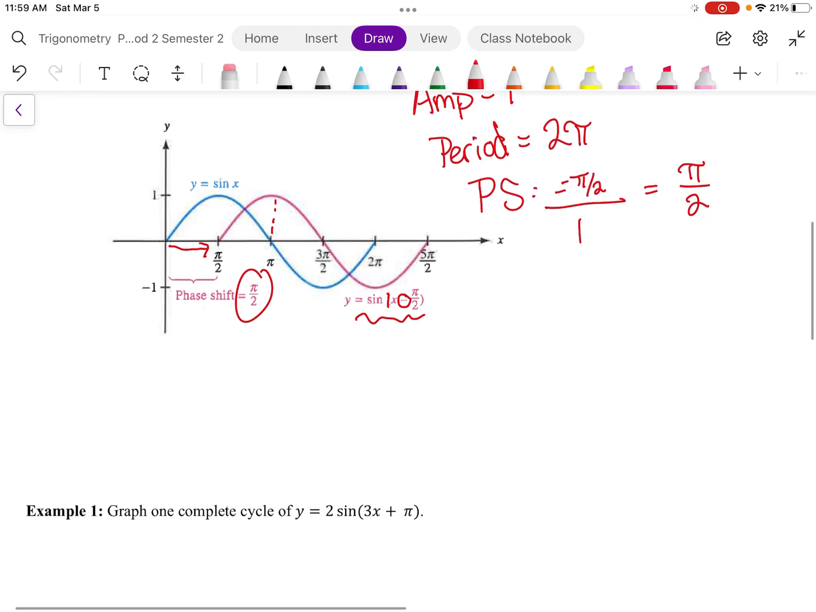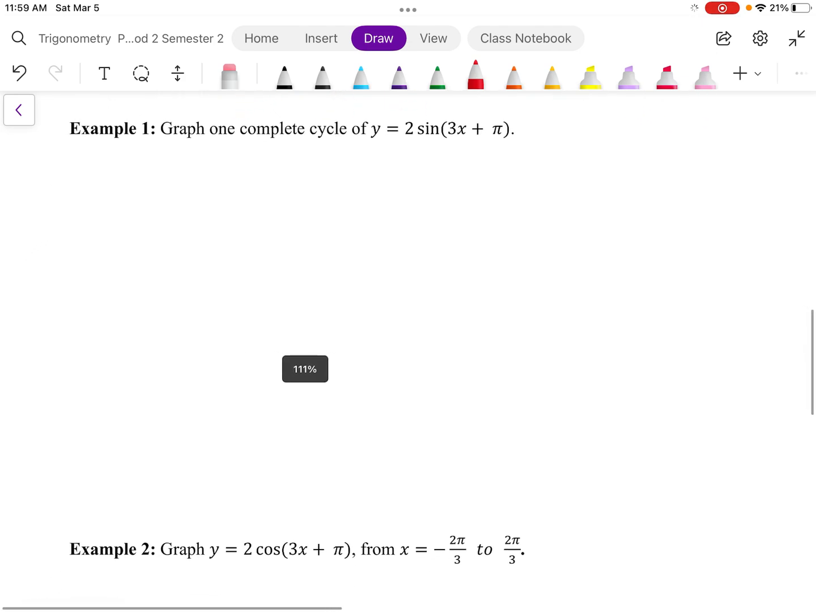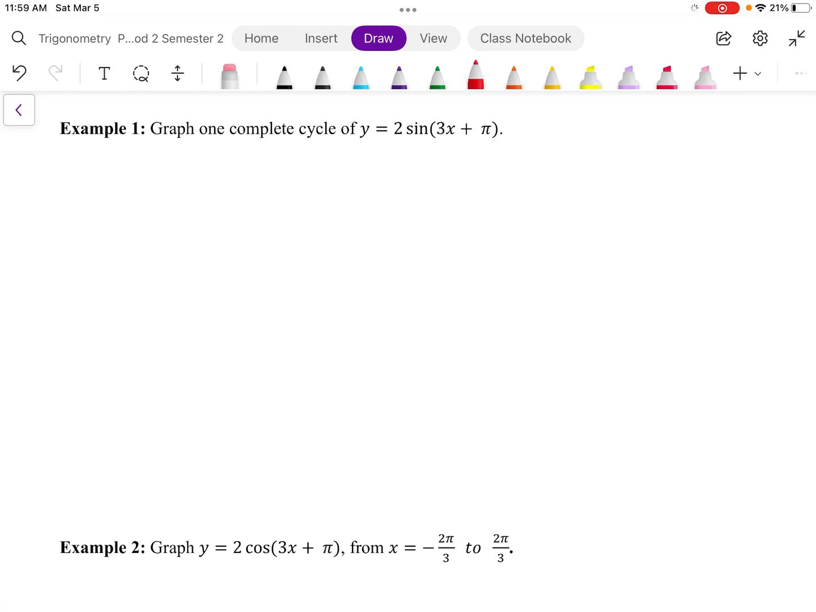So now we're going to do some examples where we are going to construct the phase shift. So for graph 1, we are going to graph one complete cycle of y equals 2 sine of 3x plus pi. So we're going to identify all of the parts of the graph to start with. First, we're going to identify our amplitude, which is 2. Then we're going to identify our period, which is 2 pi divided by our coefficient of x, which would be 3.